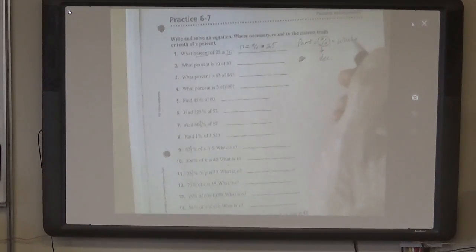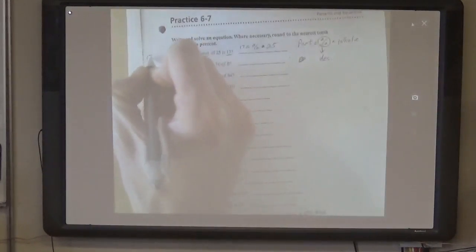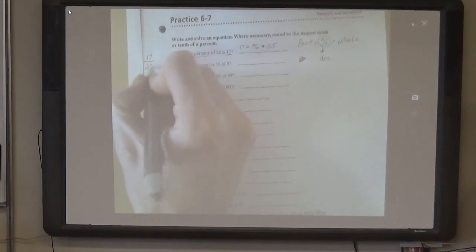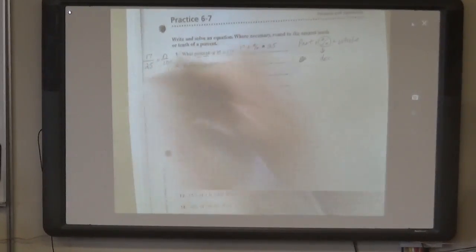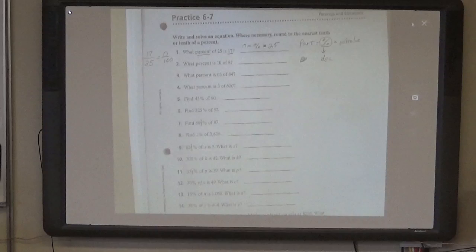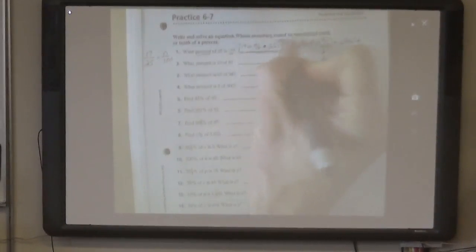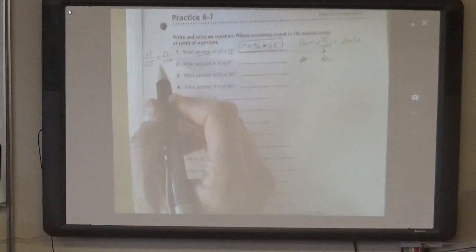Now, if it's written this way, you can use a proportion to solve it by doing 17, the part, over the whole, 25, is equal to n over 100, and solve it that way as well. This is the equation, and then this is a way that you can find the answer. Okay?